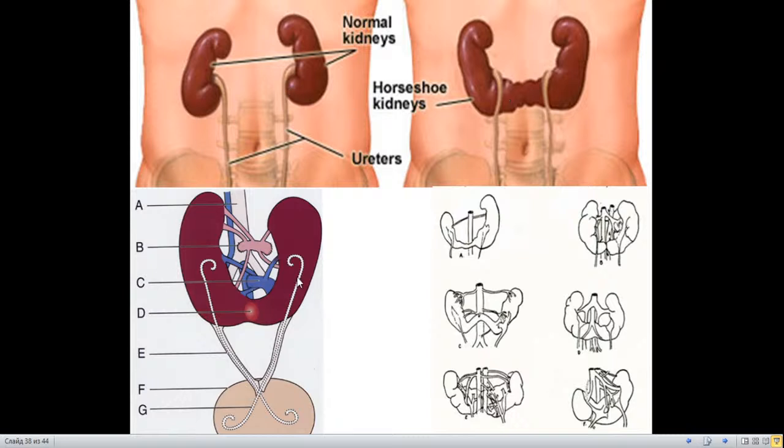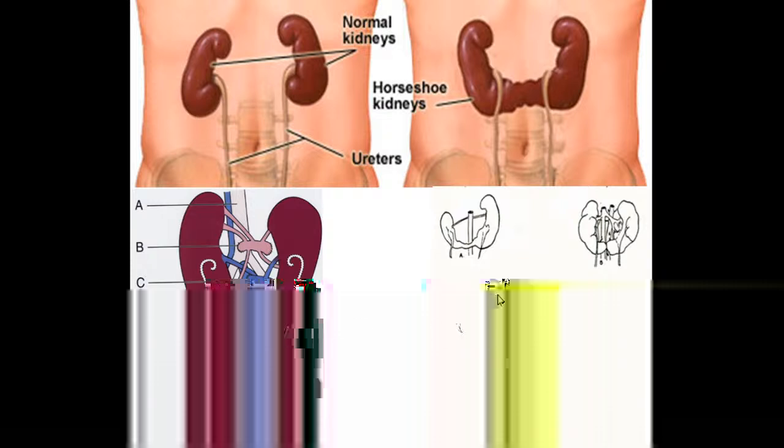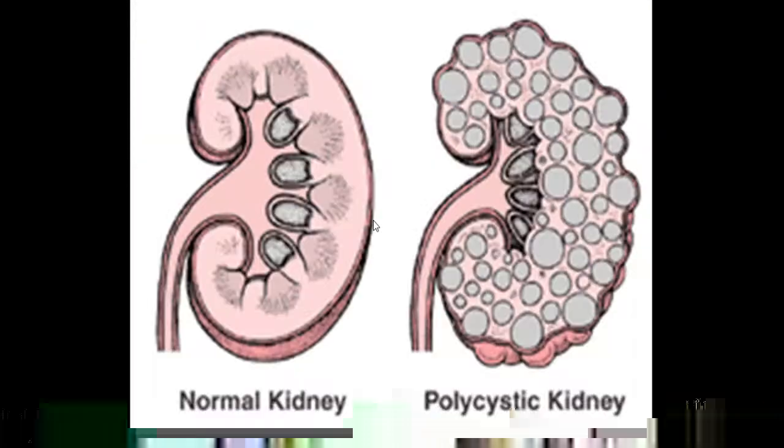Different relationships between the kidney and ureters, right and left ureters, in case of malformations. On this slide is presented a normal kidney picture. On this slide is presented a polycystic kidney.